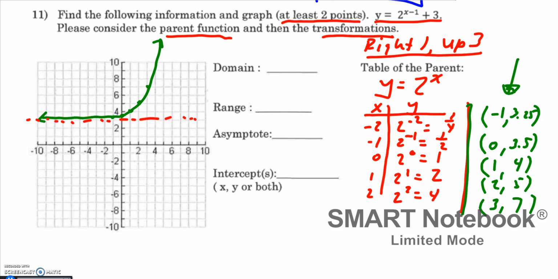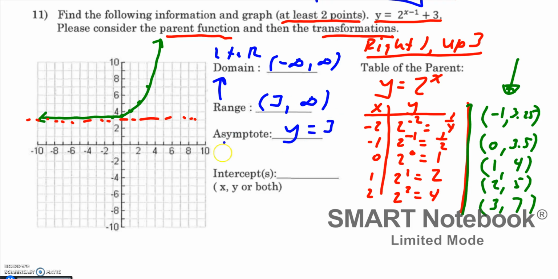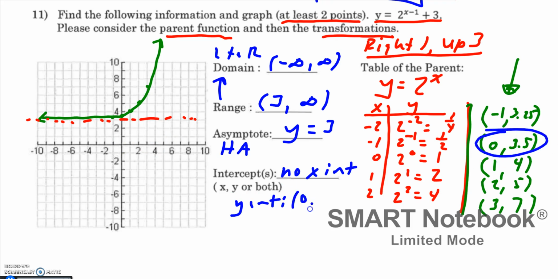If I look at my picture now, my domain from left to right would be -infinity to +infinity. My range, bottom to top: the lowest value you're possibly reaching, probably not because it's an asymptote, would be 3. That's why I have a parenthesis, because I'm not really reaching it, all the way to infinity. The line I'm not crossing is y equals 3, which means I have a horizontal asymptote. In terms of intercepts, I do not have any x-intercepts because this graph never crosses the x-axis, but I do have a y-intercept, right here at 0, 3.5.